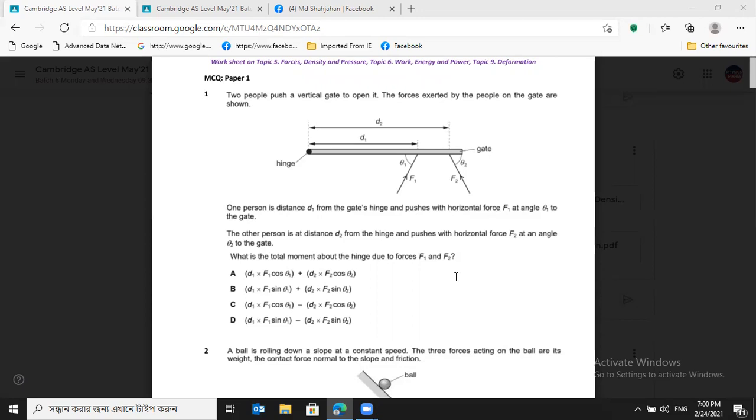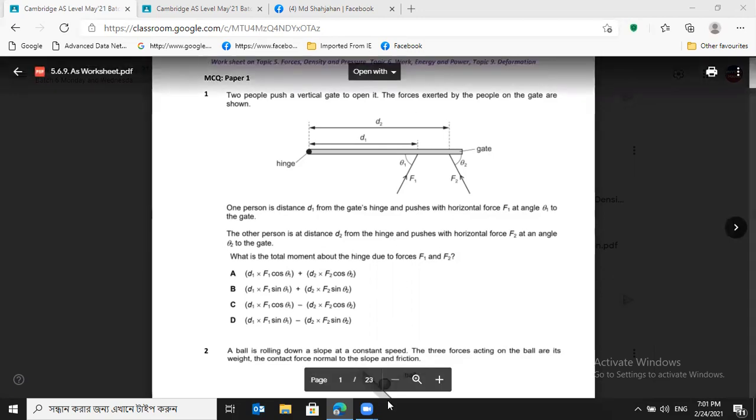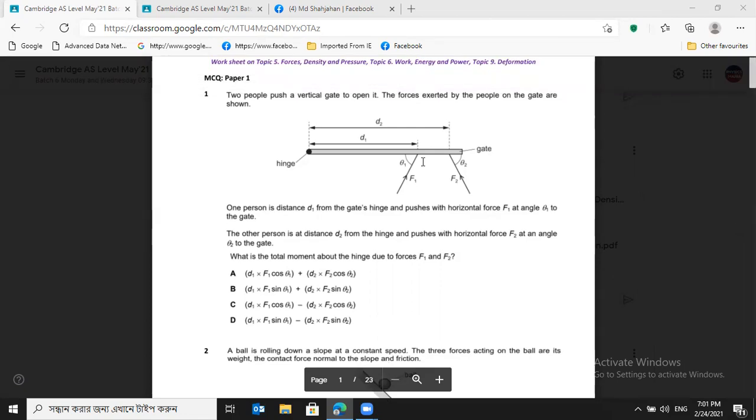Okay, you just use your O level idea. O level, what you got? The force times perpendicular distance, right? From the pivot. So what is your pivot here? Which one is pivot? The hinge is the pivot, right?